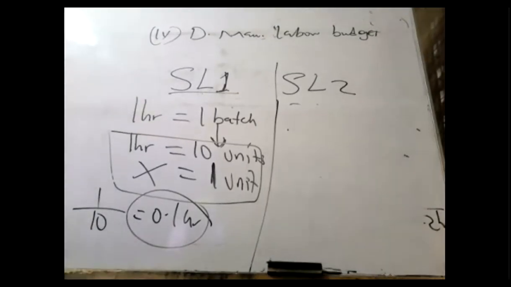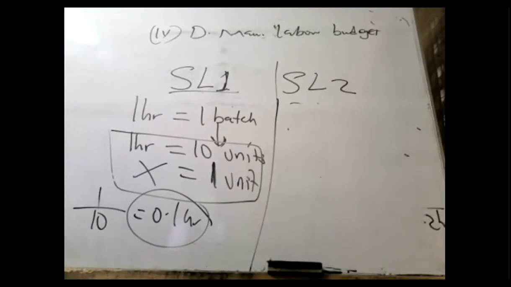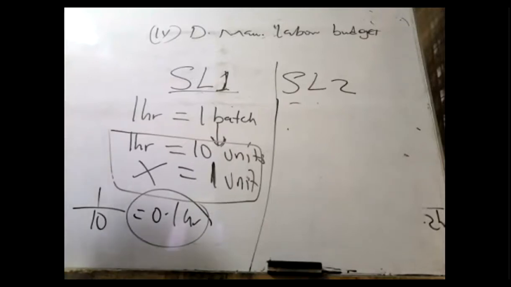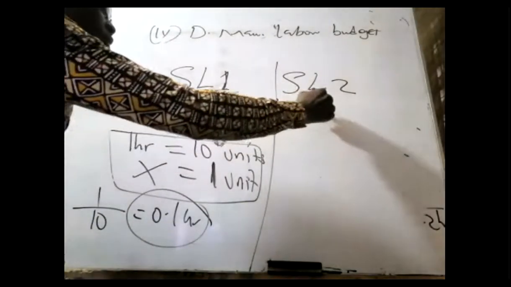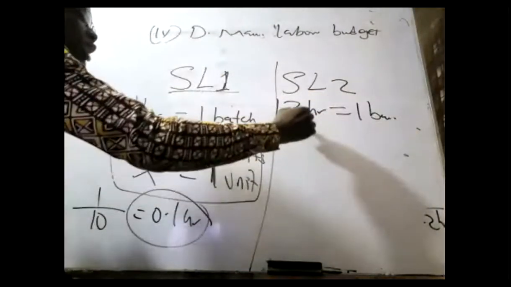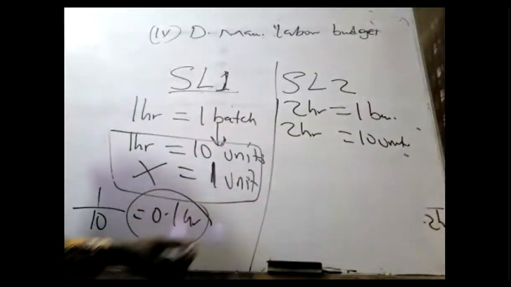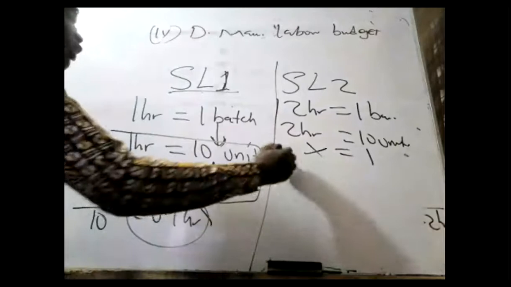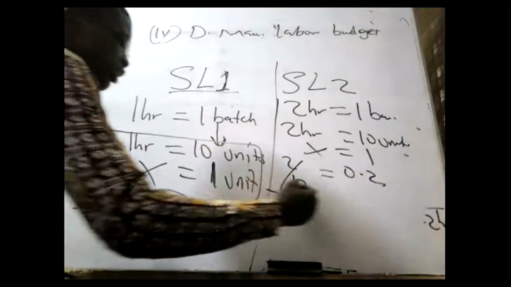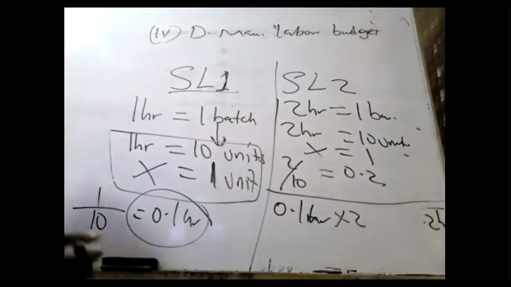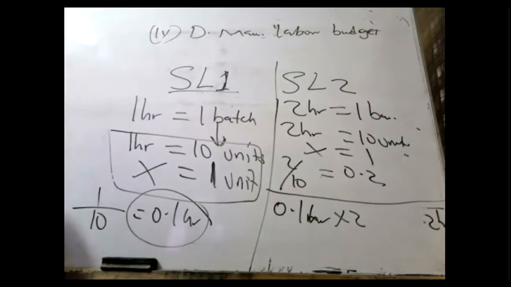Now let's go to skill level two. For the junior staff, they take two times as compared to the seniors. If the seniors take 0.1, the juniors will take 0.2, because two times. I can also do the analysis like this: for them to take 2 hours is equal to 1 batch, and 1 batch is the same as 10 units. So one unit will be 2 out of 10, which is equal to 0.2. We don't need all this analysis, just take 0.1 times 2 and you are done.